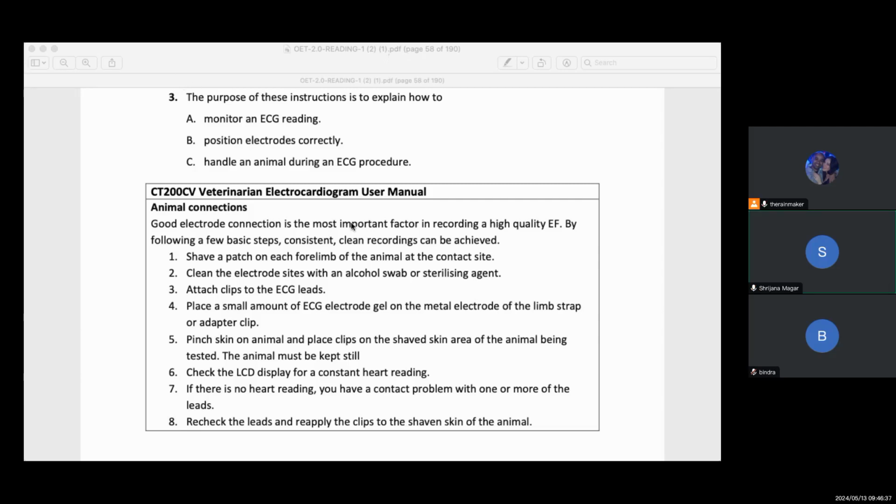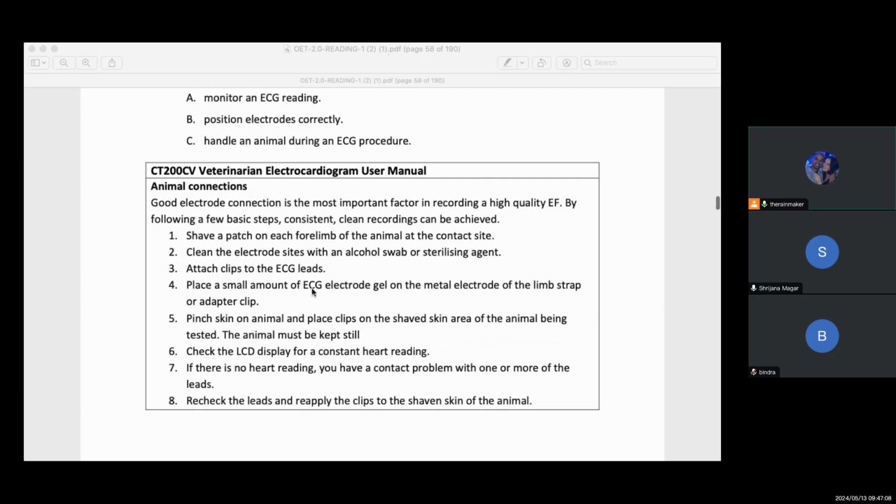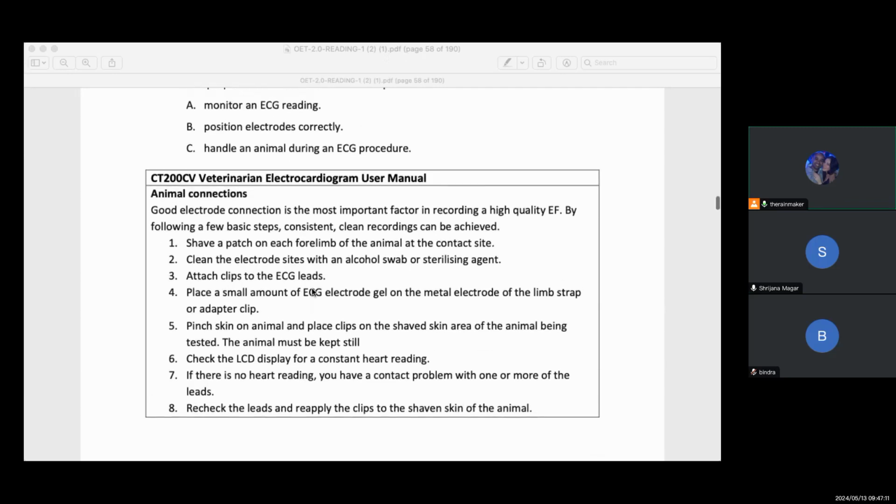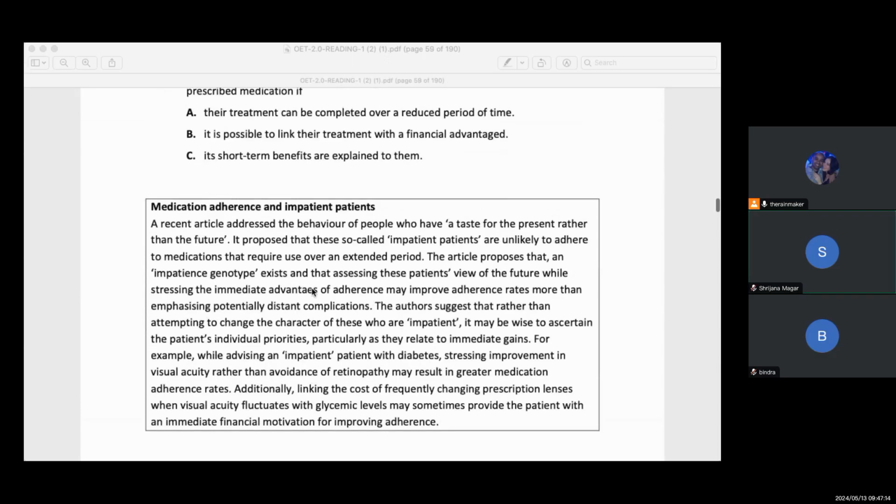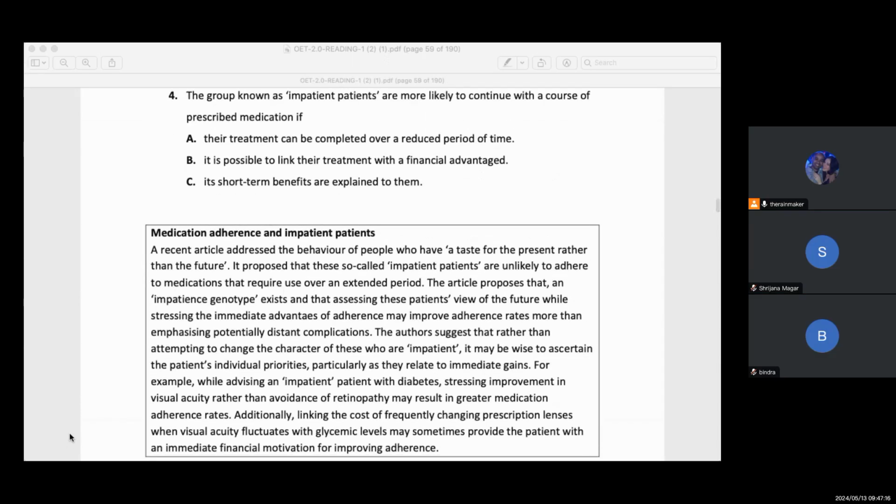A. Wrong. Not A. A, C. No. B, ni. Position electrode. Electrodes correctly. They're talking about how to put the electrodes, isn't it? In the whole thing. Check this.